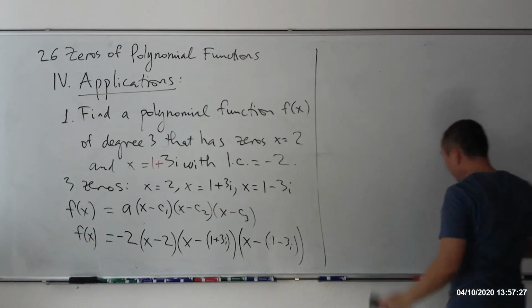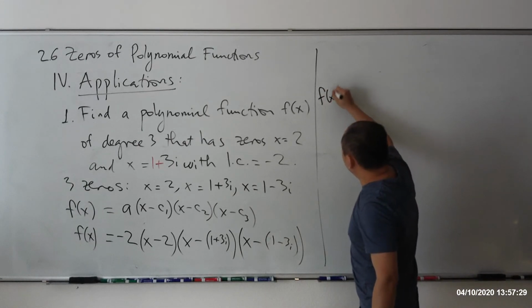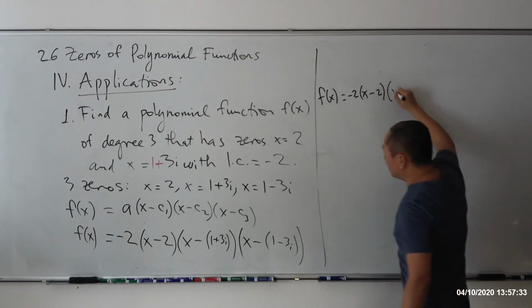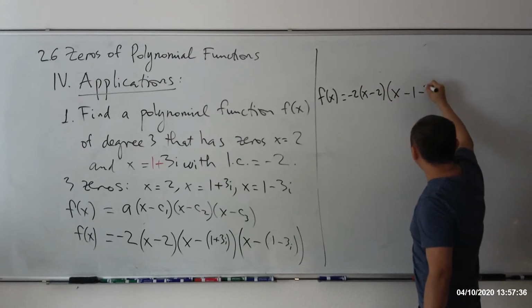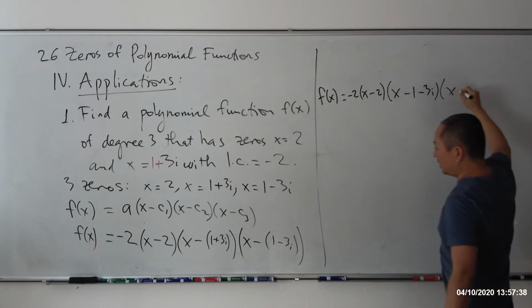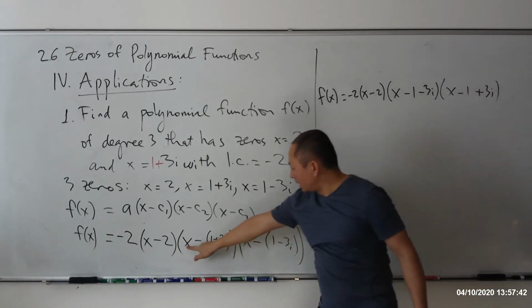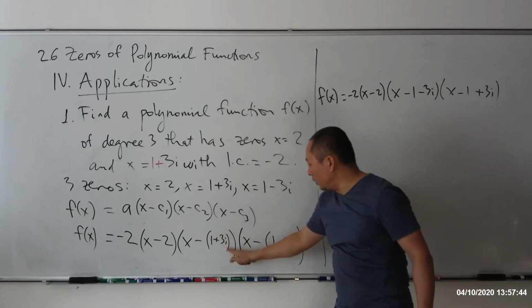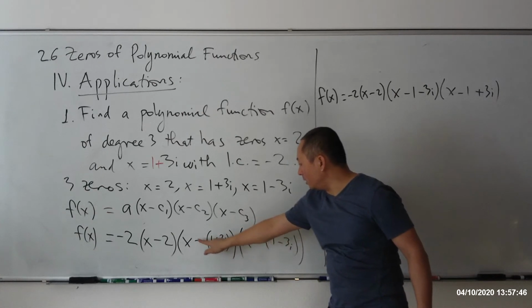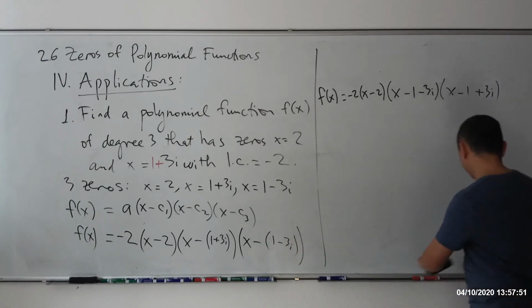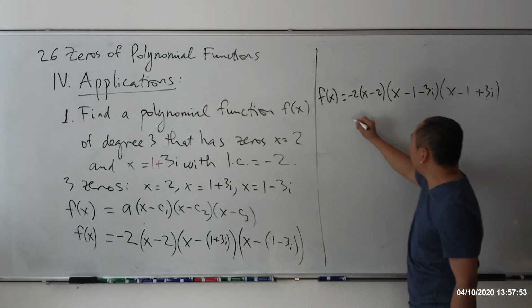Okay, let's work it out. So f of x will be equal to negative 2 times x minus 2 times x minus 1 minus 3i times x minus 1 plus 3i. Distribute a negative sign to the two terms in parentheses, you get minus 1 minus 3i. Similarly, x minus 1 and then plus 3i. Now let's FOIL everything out.